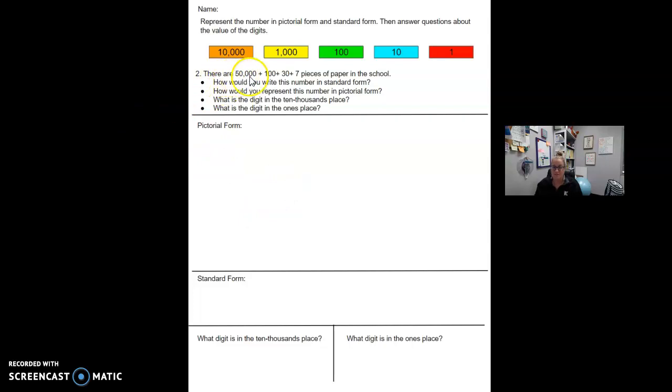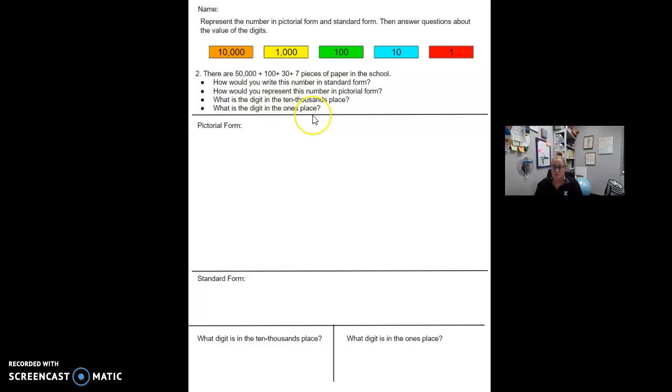There are 50,000 plus 100 plus 30 plus 7 pieces of paper in the school. How would you write this number in standard form? How would you represent this number in pictorial form? What is the digit in the 10,000s place? What is the digit in the ones place?